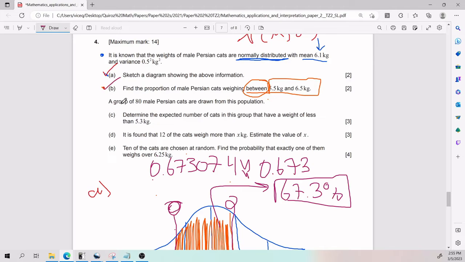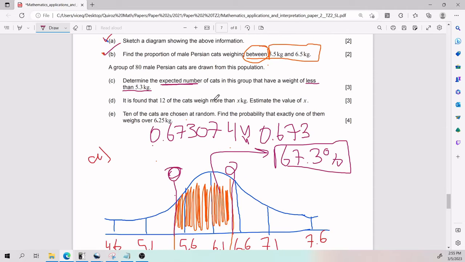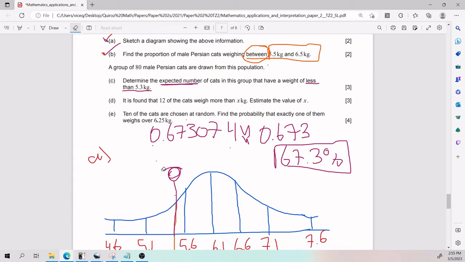So that's part B. Later on, they tell us that a group of 80 male Persian cats are drawn from this population. And we need to determine the expected number of cats in this group that have a weight of less than 5.3. And so, because we're talking about expected number, that should already be ringing a bell. And because we're talking about less than 5.3, that should also be ringing a bell. And so, what we need to do now, let me make some space in our little diagram here.